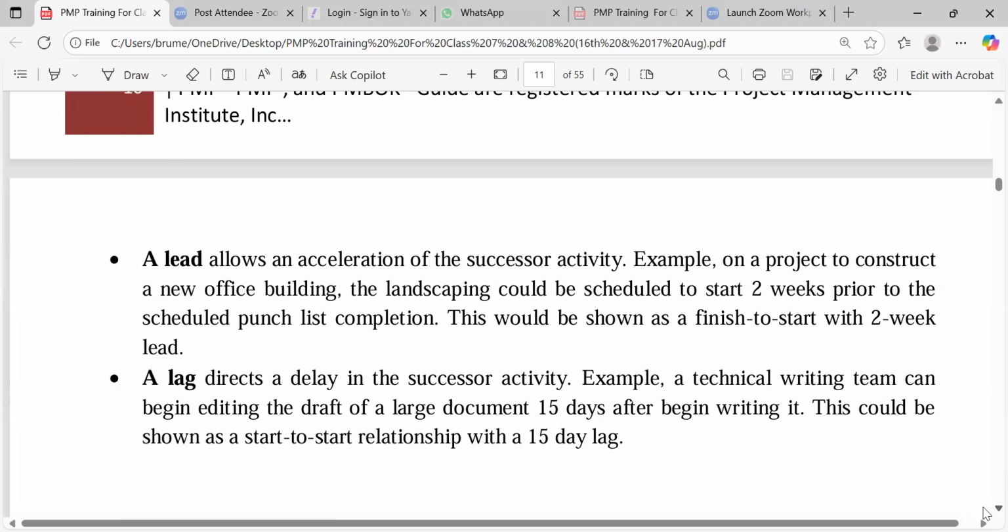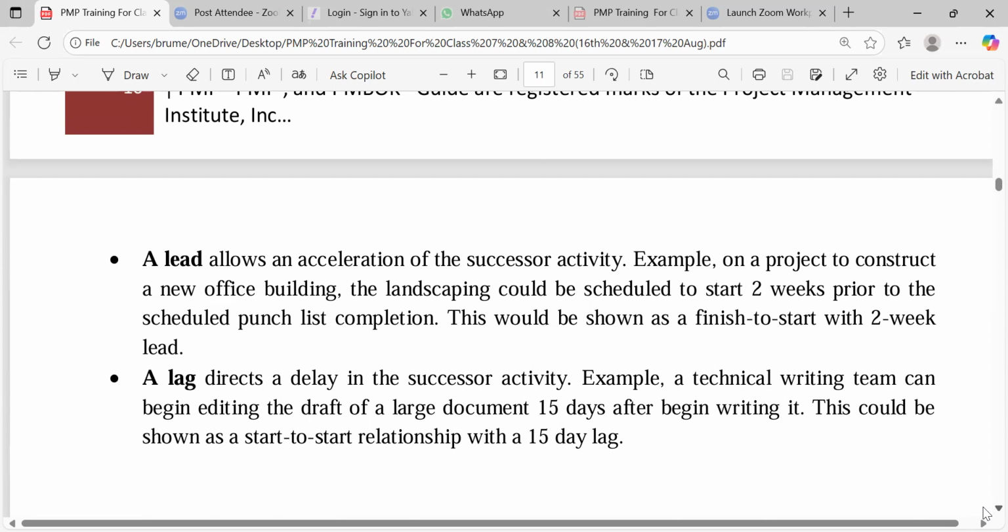This would be shown as a finish to start with 2 weeks lead. Now you are finished to start with 2 weeks lead. It's saying that in the construction of the new office building, the landscaping could be scheduled to start. Yes, it's in a finish to start relationship. This landscaping is scheduled to start, but only 2 weeks prior to the scheduled punch list completion.